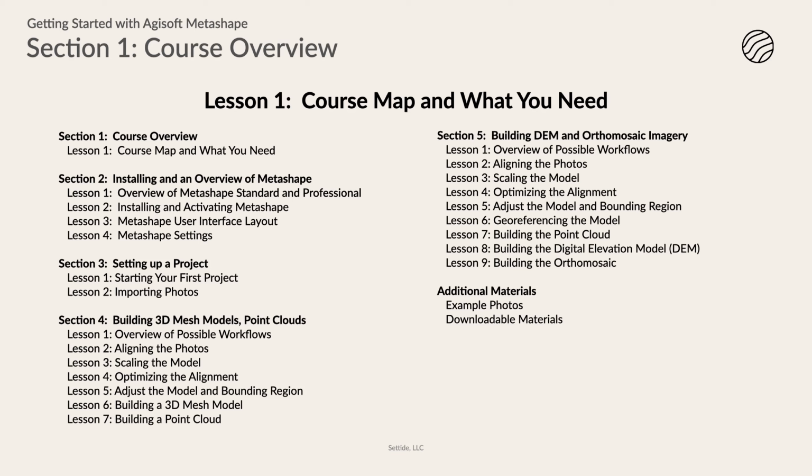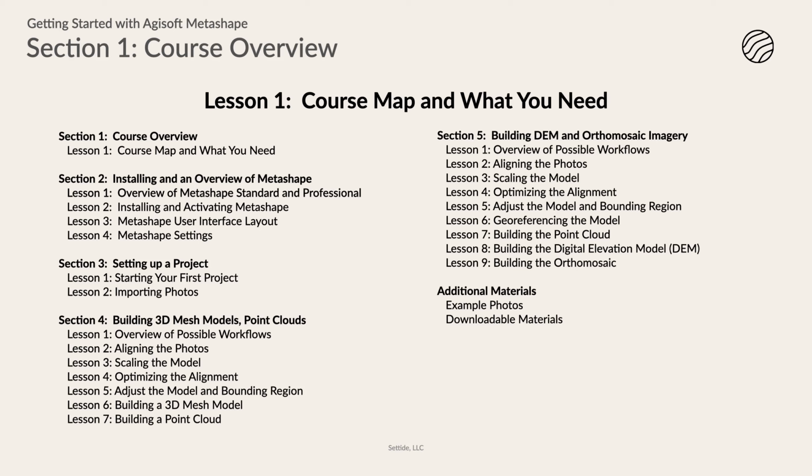The second section is about installing Metashape and an overview of what the software is and what it offers. That includes explaining a little bit of the difference between Metashape Standard and Professional, but in this course we'll use the Professional Edition. Getting some lay of the land in the user layout, and then some Metashape settings that are really important to adjust. Third section is setting up the project, starting our first project and how we organize that in our Finder or File Explorer windows, and then importing the photos.